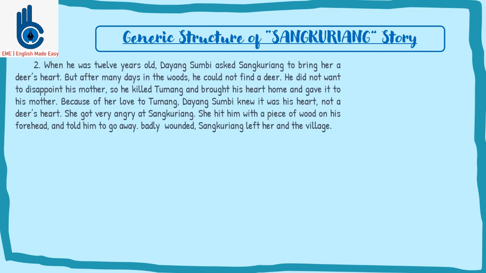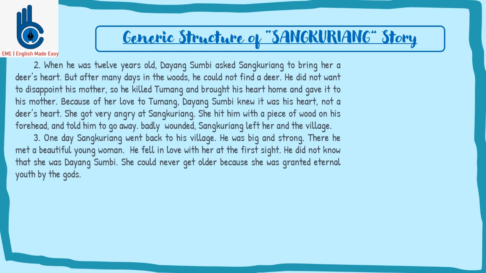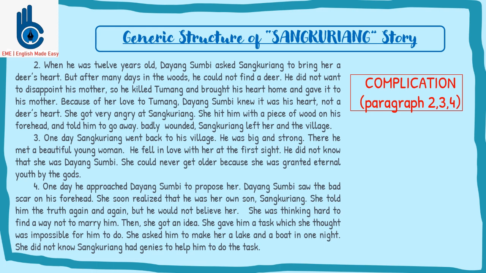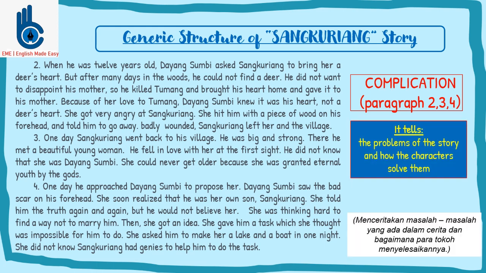Now we move to the second part. Paragraph 2, paragraph 3, and paragraph 4. They are called complication. It tells the problems of the story and how the characters solve them.